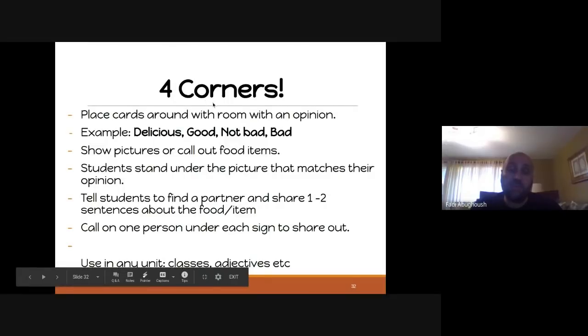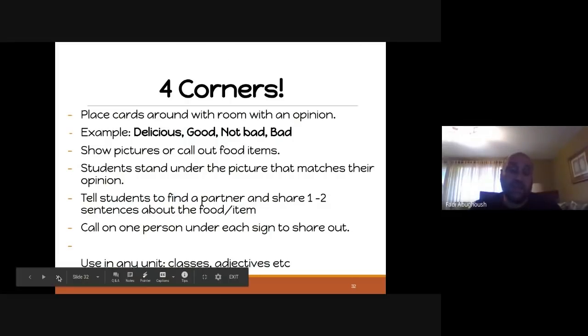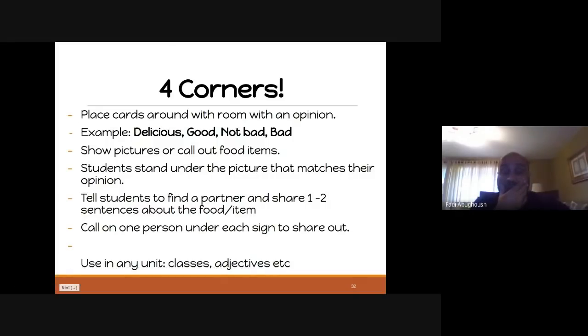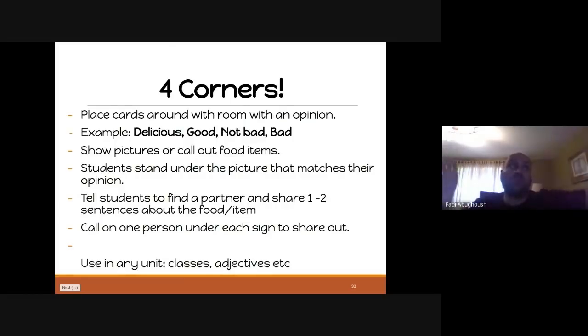Another game is called Four Corners. For example, delicious, good, not bad, bad. You will say the name of a food, for example chicken or pizza, and the students will go to a corner, like bad or not bad. And, of course, you have to do it in the target language. Another way I did it is with social media. So I will put Facebook, TikTok. Those who like Facebook will go to Facebook, or TikTok or Snapchat and stuff like that.